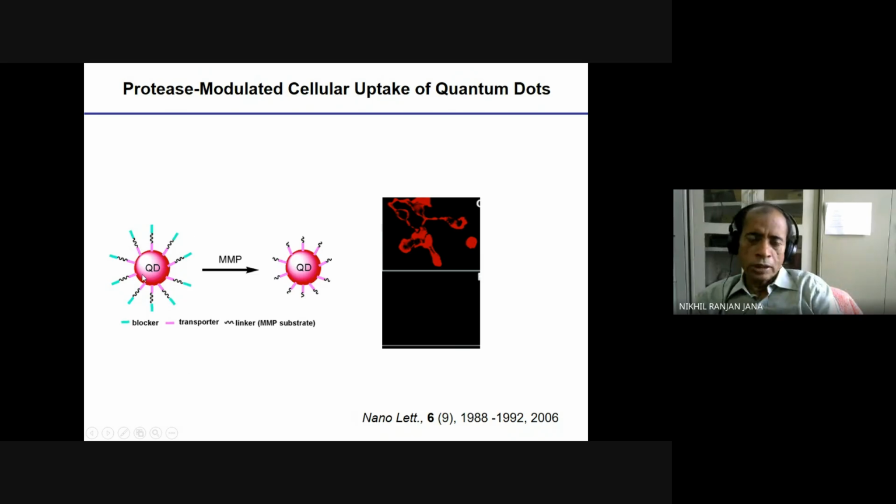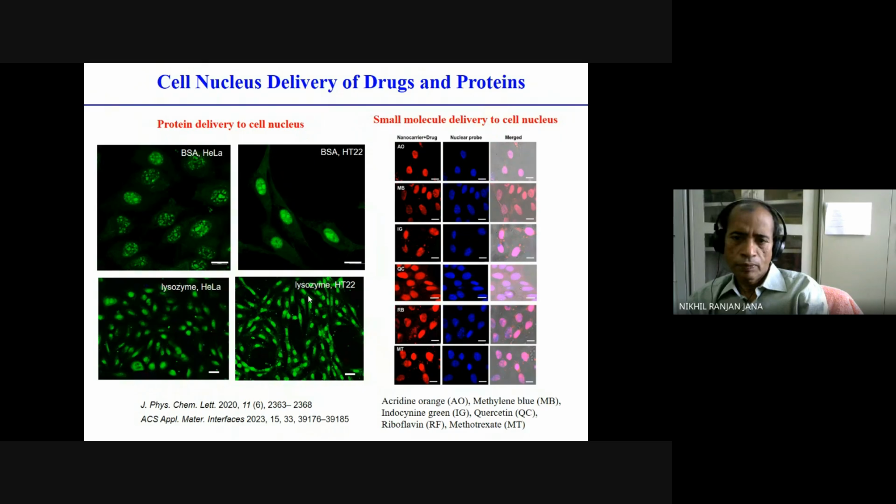These quantum dots are designed in a way that MMP can cleave them, then convert the nanoparticle from anionic to cationic. And the cationic particle can label your cells, cancer cells, and tumors. That's how they can label tumors that are in advanced stage.